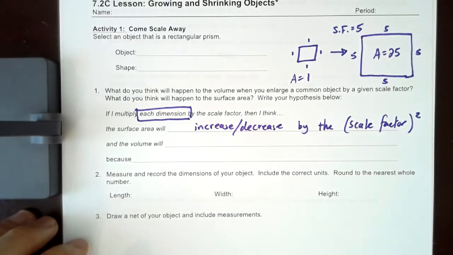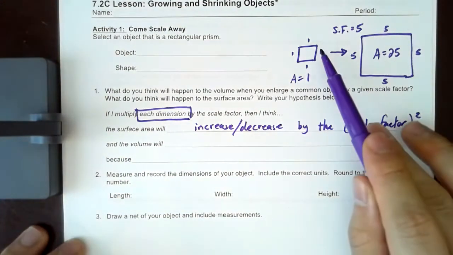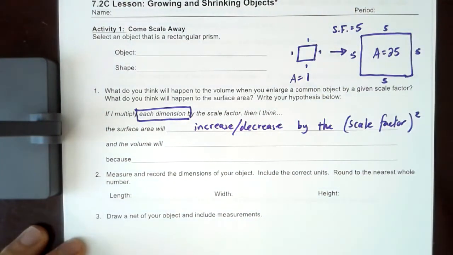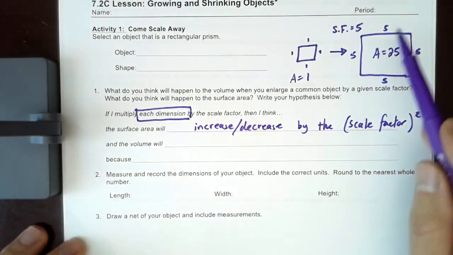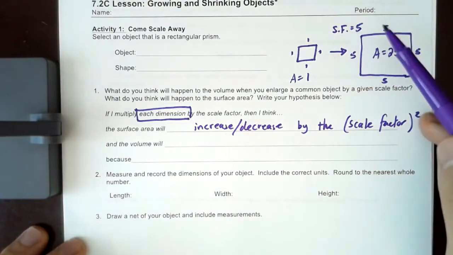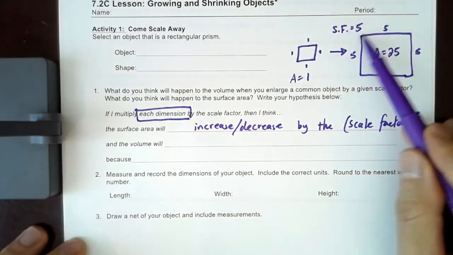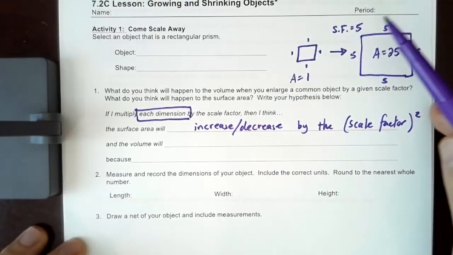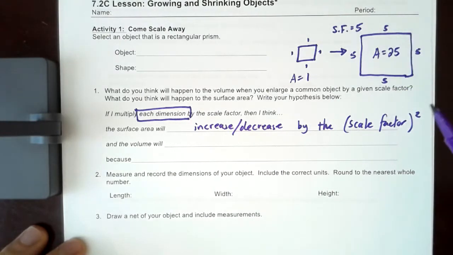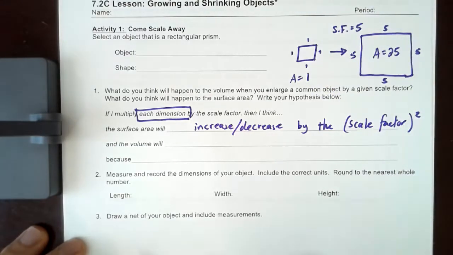The area is not going to change just by the scale factor, because we know that area, class, is two-dimensional. So if you multiply each dimension by the scale factor, the area is affected by not just the scale factor. The area will be affected by the scale factor times the scale factor. In my first example, 5 times 5 is 25. That's exactly why this area is 25 times larger than this one. Area is two-dimensional.